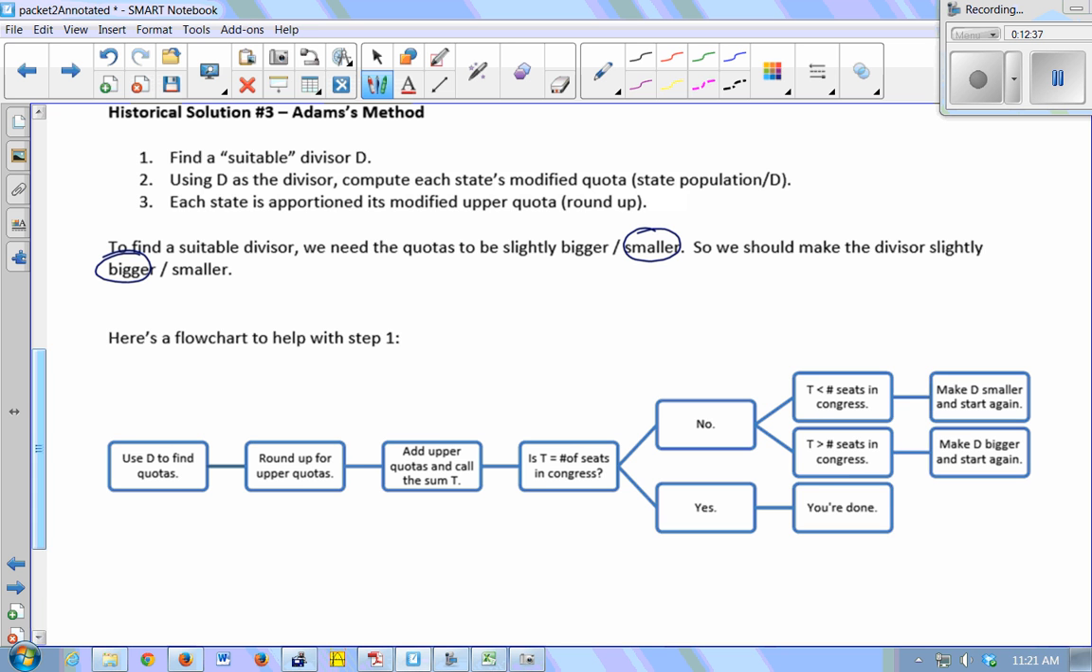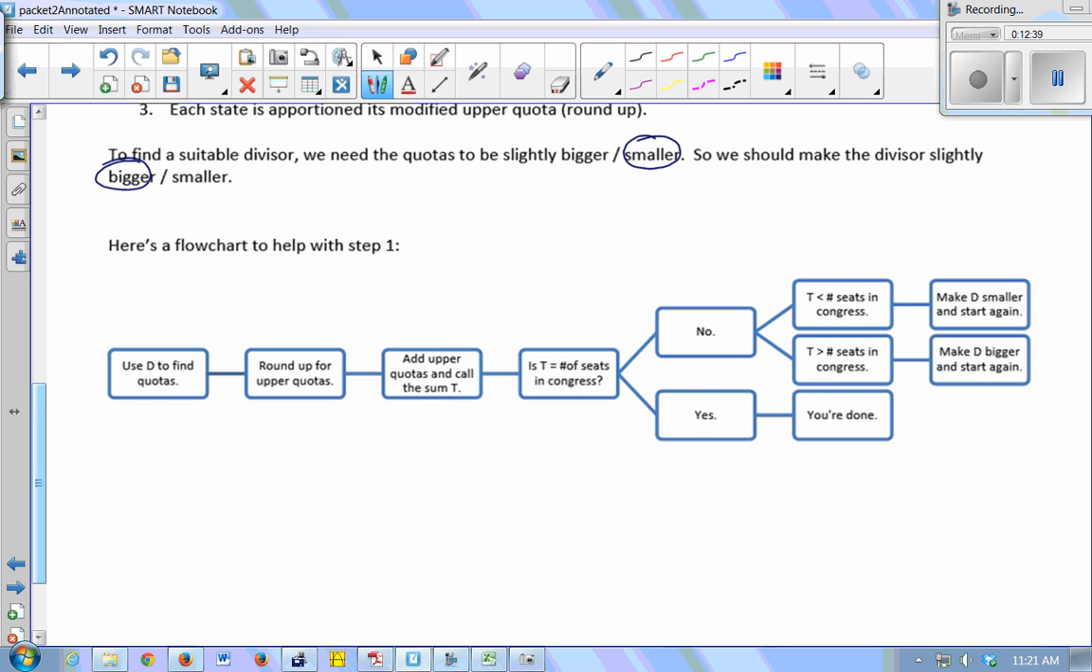So it's the same flow chart that you use for Jefferson's method, right? Find the quotas. This time you round up. Find all the upper quotas. Add them up and call the sum T. If T equals the number of seats in Congress, we're done. And if it's too small, make D smaller, and if it's too big, make D bigger. Same flow chart. The only difference is right here in the rounding step, we go up. We bump up to the next number.